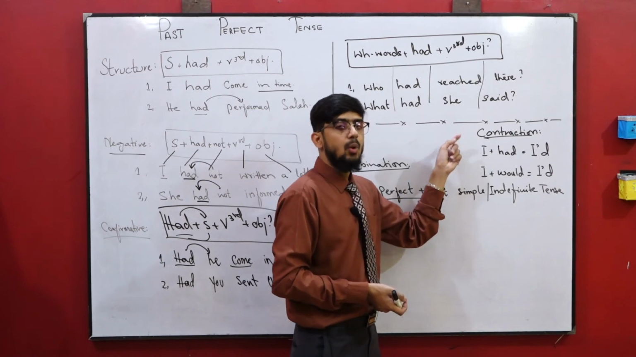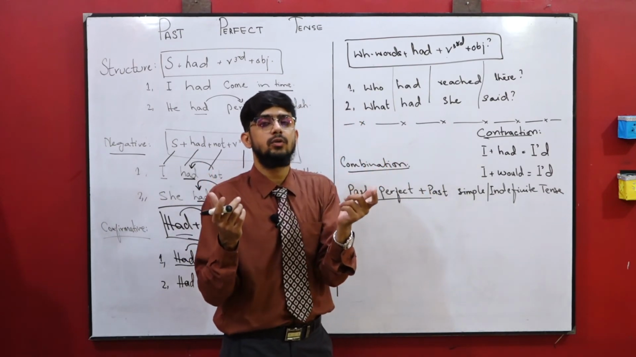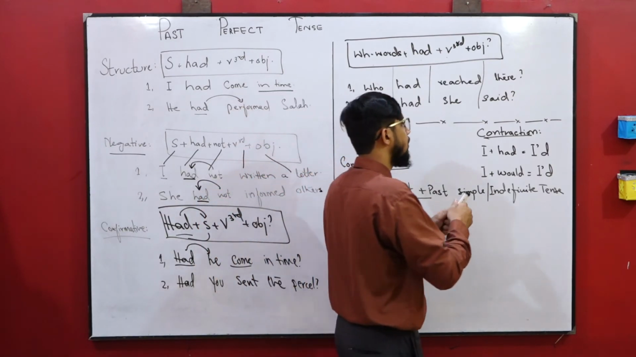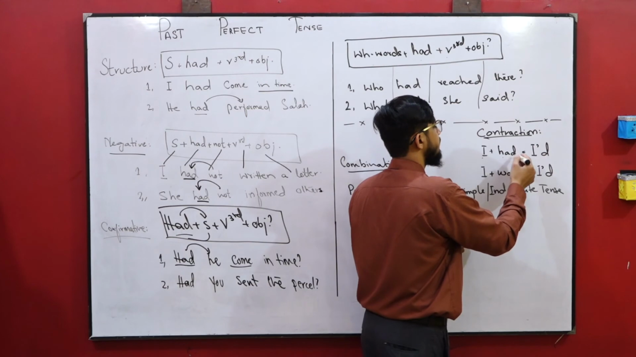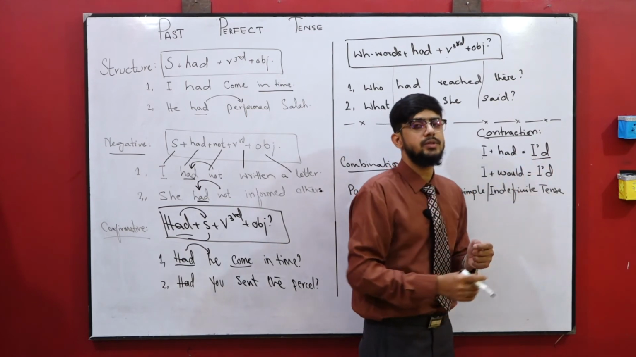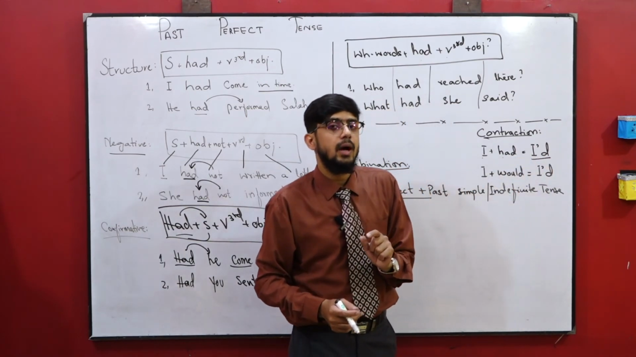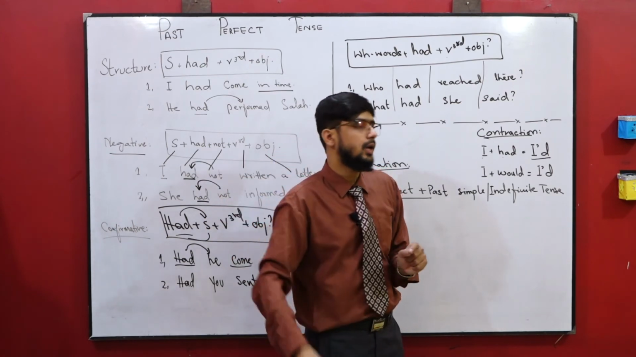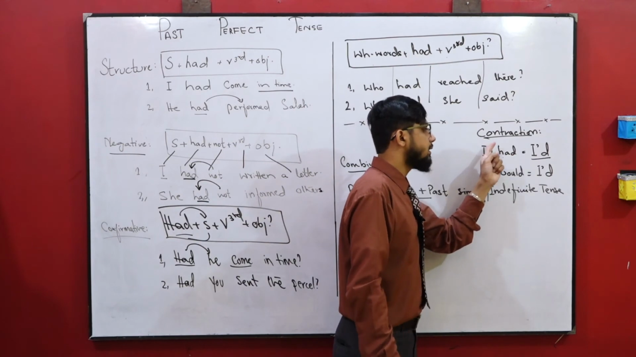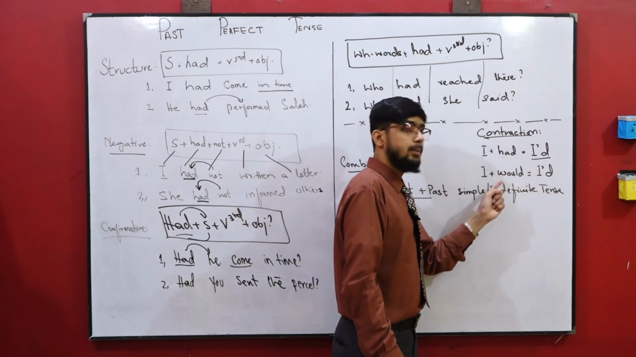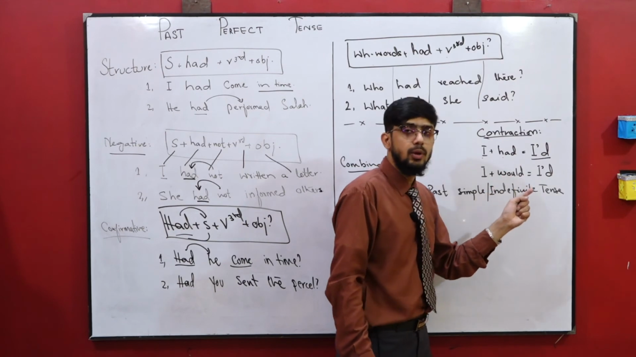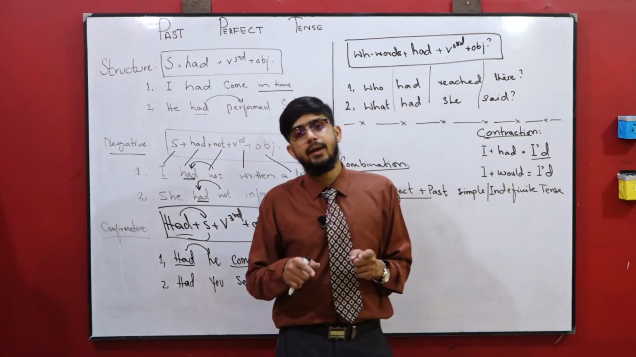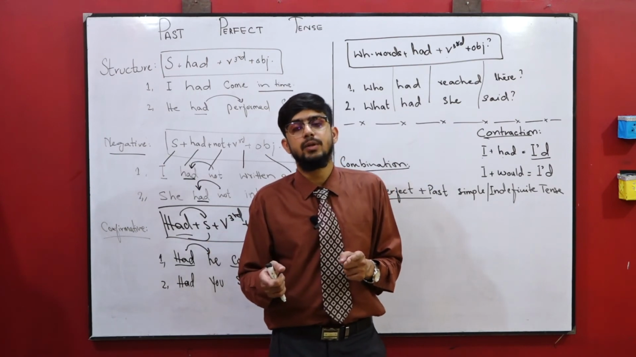Contraction. When we contract, what do we contract? Subject plus helping verb. So what do we form? Like we get an example of I plus had is equals to, what do we pronounce this? I'd. Okay, that is called. So I had is equals to I'd, and remember I would is equals to I'd. The both contractions are same. I had and I would contractions are same, that is I'd.